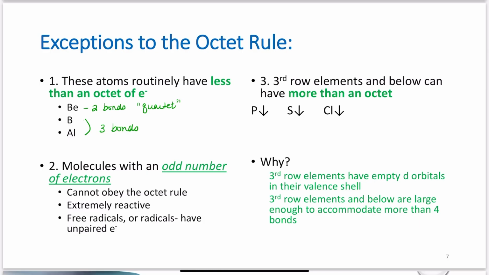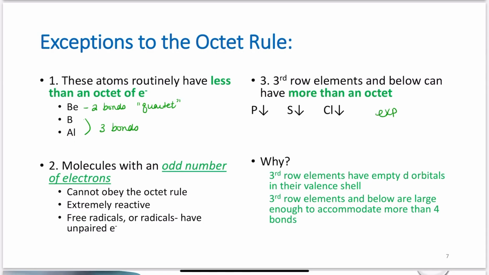Third row elements and below can have more than an octet. We saw in the previous slide, we saw phosphorus, sulfur, xenon, all having more than an octet. We call it an expanded octet. And you're going to see that they can have more than just their octet, more than just their 8 electrons. And why does this happen? Well, third row elements and below have empty d orbitals in their valence shell. Remember, these atoms are in the p block, but they're in the n equals 3 energy level of the p block. They have empty d orbitals. They can put electrons in the d orbitals if they want to.